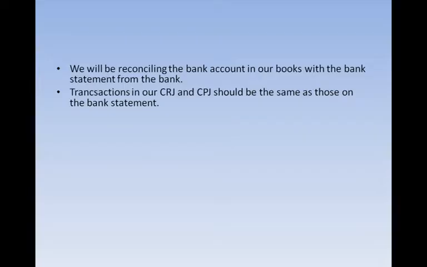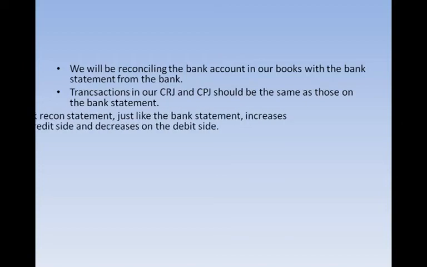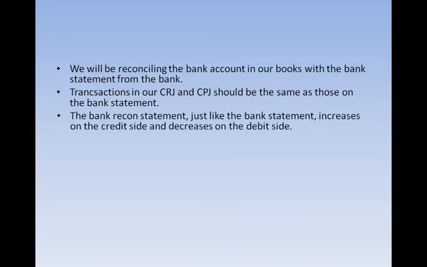Now the cash receipts will then be compared with the credit side of the bank statement, because the bank shows all positive transactions, or all monies that are coming to the company, on the credit side. So the cash receipts journal is compared with the credit side of the bank statement, and the cash payments journal is compared with the debit side. The bank recon statement, just like the bank statement, increases on the credit side and decreases on the debit side.